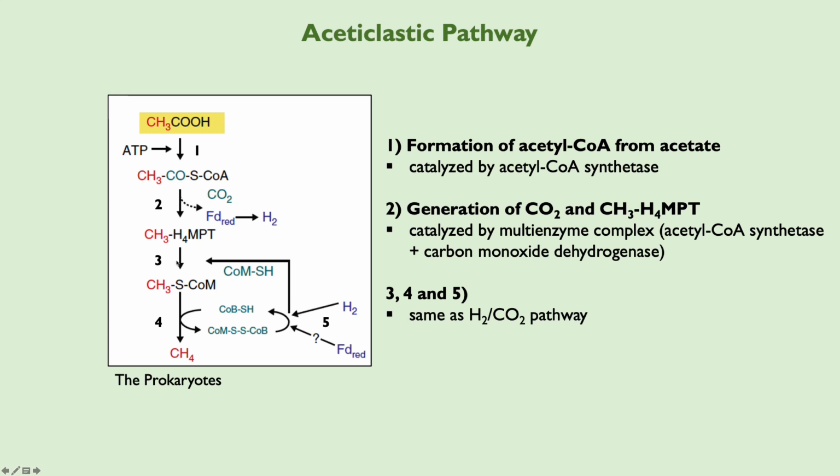And then the last three steps of this pathway, steps 3 and 4 and 5, are really the same as the hydrogenotrophic pathway, where we have a transfer of this methyl group to coenzyme M, reduction of coenzyme M by coenzyme B, forming methane, as well as our mixed disulfide, and then reduction of the mixed disulfide to regenerate coenzyme M and coenzyme B by some sort of reducing agent here. So this is known as the acetoclastic pathway, where we can produce methane from acetate.